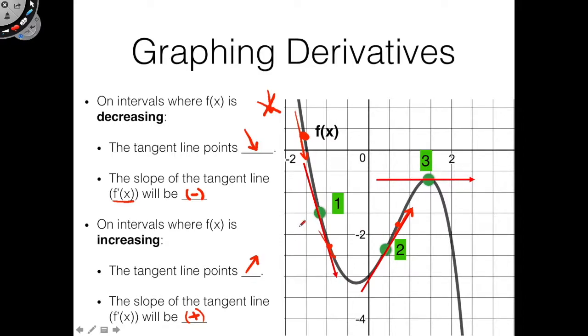So just to summarize, wherever f of x is decreasing, you're going to have a tangent line that points downwards, and your derivative is going to be negative, okay? Wherever f of x is increasing, your tangent line is going to point upward, and you're going to have a positive slope, okay? Just to sum it up really quickly.